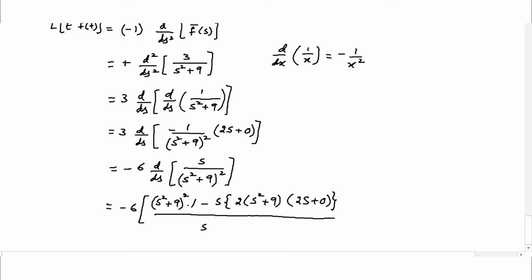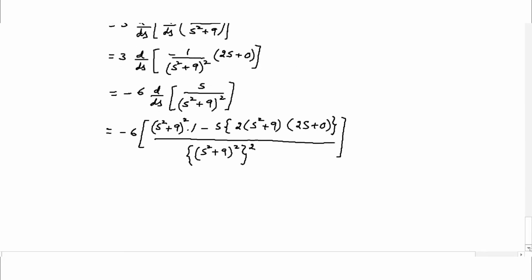So if you try to write down, v value is s square plus 9 whole square and it is v square. So further you have to square this value. So we have squared this value. Let us try to simplify this expression further. So we will be getting the value to be equal to minus 6 times of.